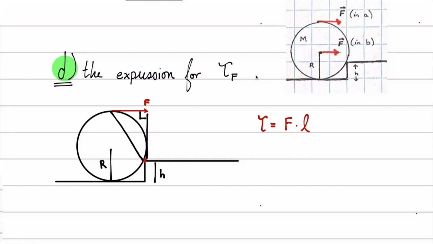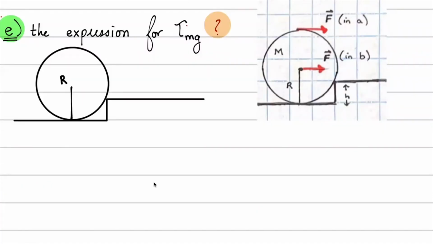And it seems like they've provided us two different distance values. They've given us radius and height. Well, if we multiply radius by 2 to get 2r, we get the distance from our force to the ground. And by that logic, this distance should be 2r minus h. Plugging that into our torque equation, we get that torque due to force applied is force times 2r minus h.